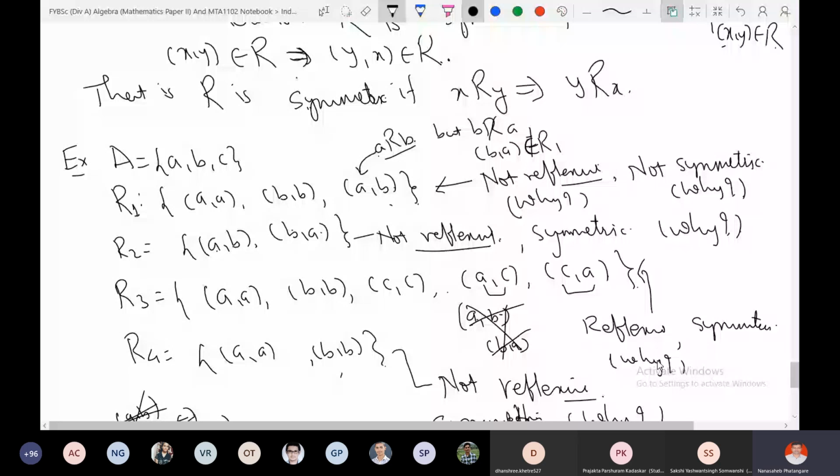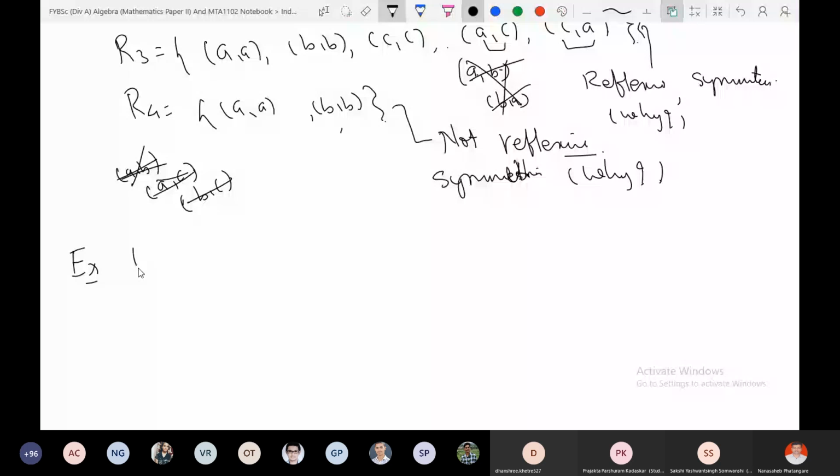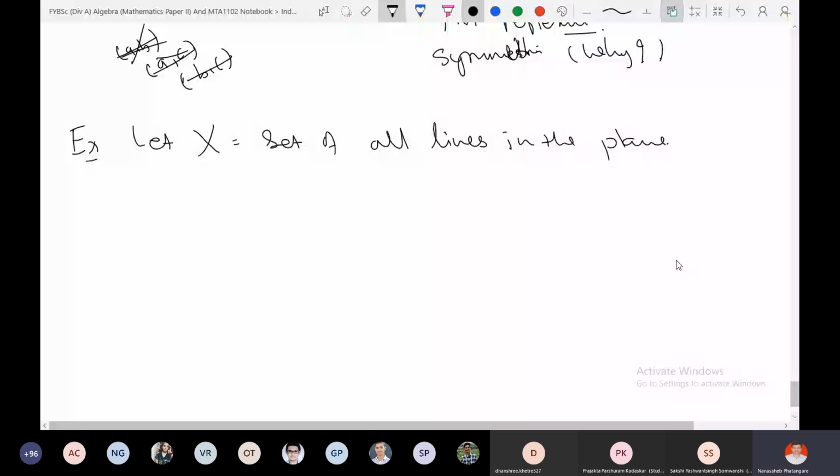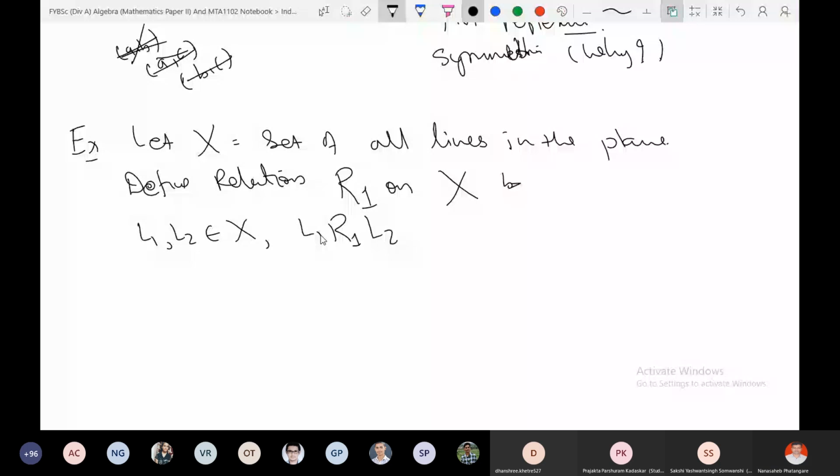Now, suppose X is equal to the set of all lines in the plane. Suppose X is the same example which we had yesterday. So I will define relation R1 on X by, so for L1, L2 in X, L1 is related with L2 with respect to this relation if and only if L1 is parallel to L2, right? So this is my first relation.